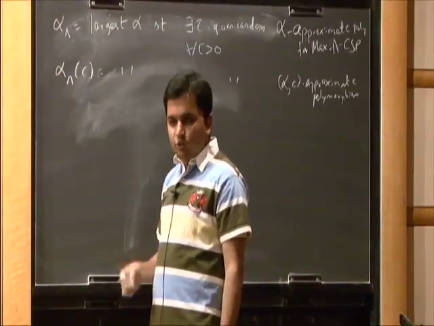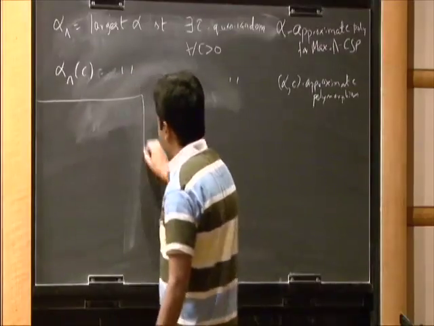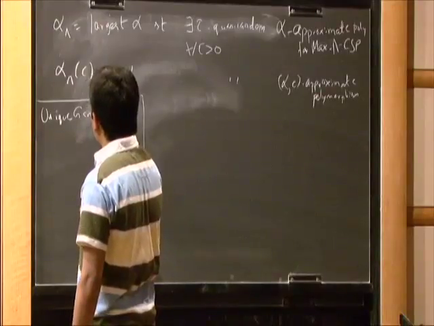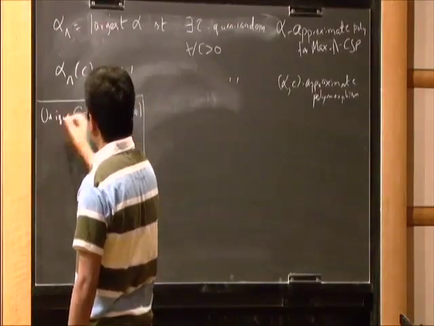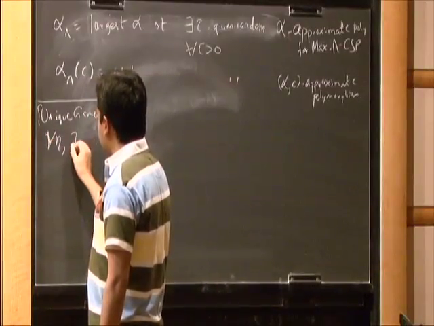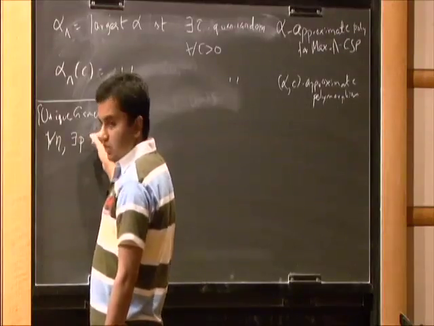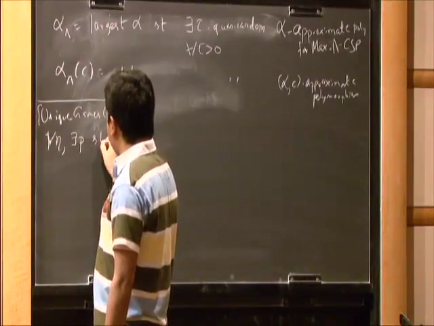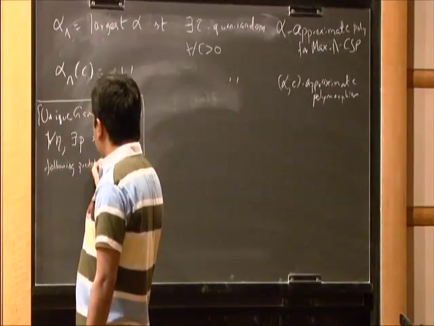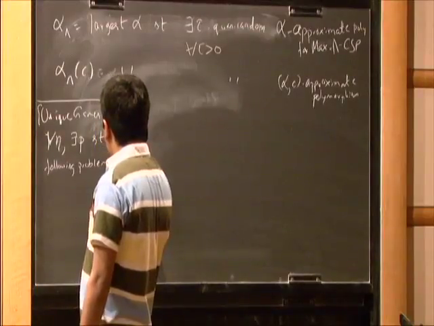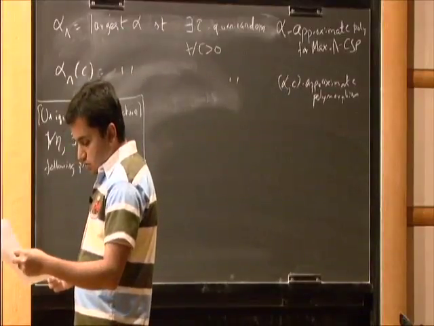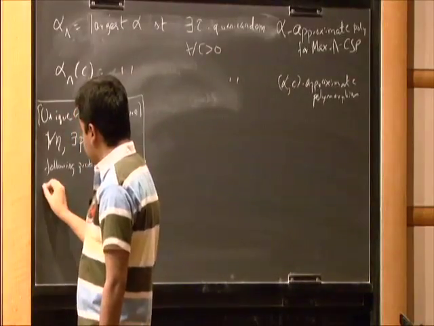give a quick definition of the unique games conjecture, assuming a lot of people know it here. So the unique games conjecture is essentially, I'm going to state an equivalent version, which is simpler: for all eta, there exists a natural number p such that the following problem is NP-hard. What is the problem? I'll define the simpler version, running out of time.